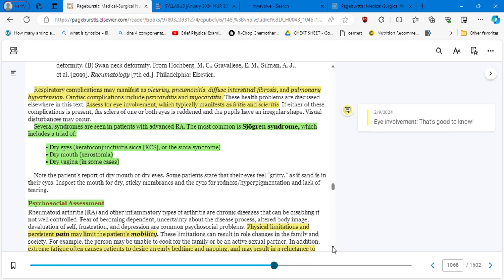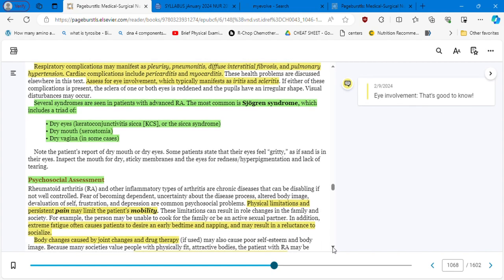Respiratory complications may manifest as pleurisy, pneumonitis, diffuse interstitial fibrosis, and pulmonary hypertension. Cardiac complications include pericarditis and myocarditis. And assess for eye involvement, which typically manifests as iritis and scleritis. So that's good to know, eye involvement, okay?